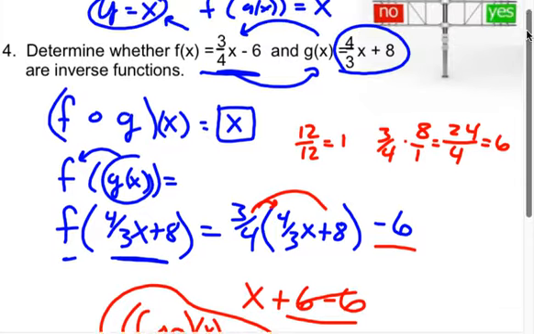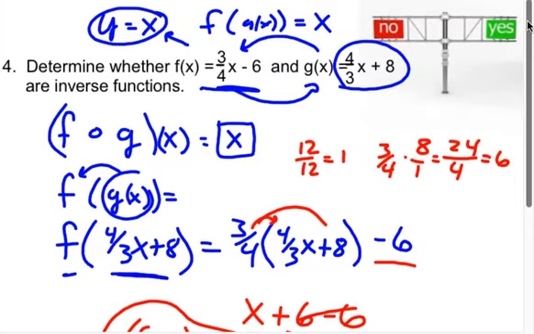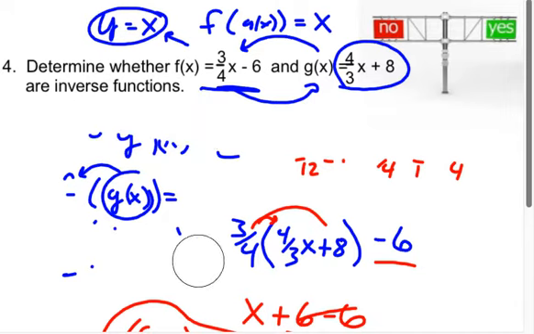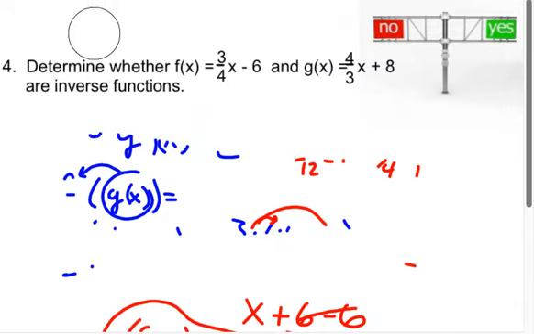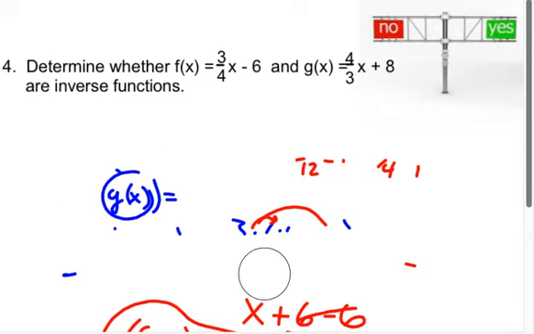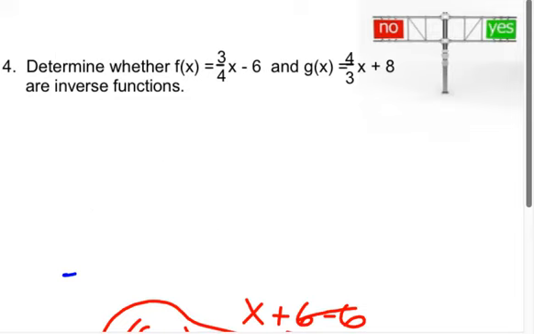Another way you could do this is by plugging in some ordered pairs if you wanted to, but you'd have to do more than one set to make sure it works. So, composition of functions: plug one into the other and make sure you get x. You could also maybe do it this way. Plug a number in for x, and you want it to be divisible by 4 because you're multiplying by 3/4. I'm going to plug in 4 and see what you get for y.